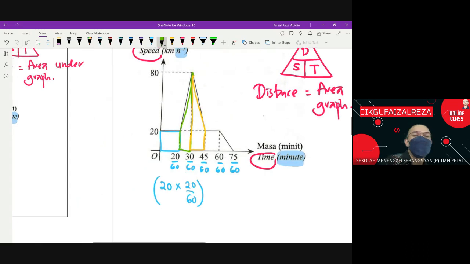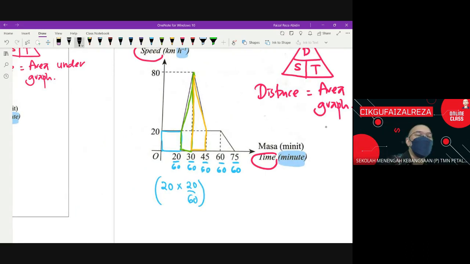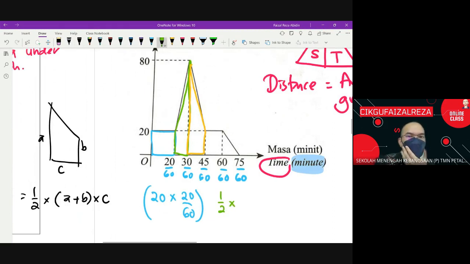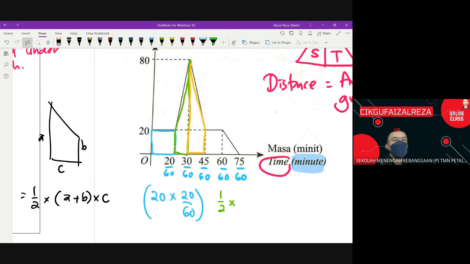Okay, this is for our trapezium. If I have A, B, C, it's going to be 1 over 2 times the sum of our parallel lines times our C. So for the green one, 1 over 2 times, I'm going to get over there 80, isn't it? 80 plus 20, am I right? 80. The parallel there?